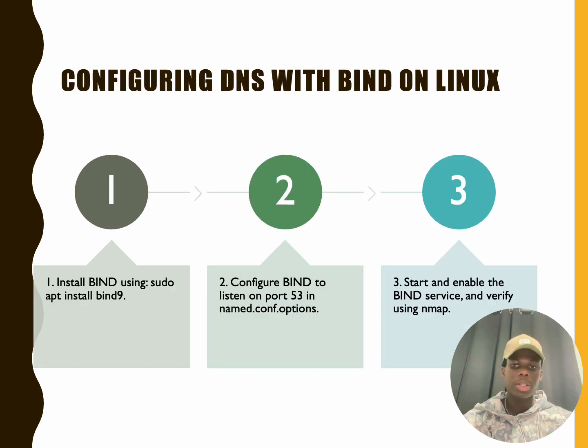Next, we configure DNS on Linux using BIND. First, we install BIND using sudo apt install bind9. Then we configure BIND to listen on port 53 by editing the configuration file named named.conf.options. Then after configuration, we start and enable the BIND service. Then using Nmap, we verify it's listening on port 53. On to the next slide.